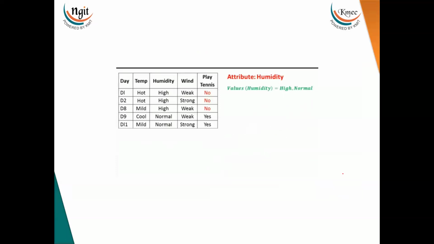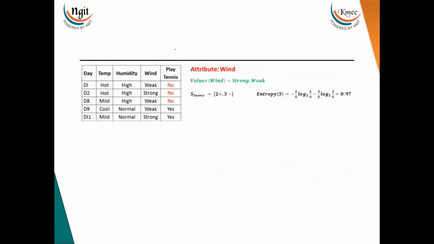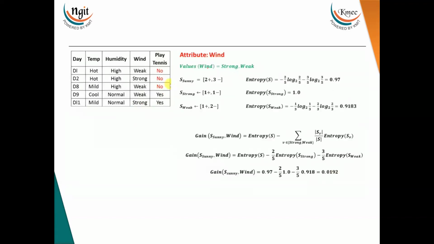Similarly, we'll find it for humidity. In humidity we have 3 high, 2 normal. In that 3 we have 0 plus, only 3 minus, and 2 plus, 0 minus. When there is 0, when you find the entropy, you will get the value as 0. Substituting these values here, we will get the information gain as 0.97. Next one for wind. Wind we have 3 weak, 2 strong.